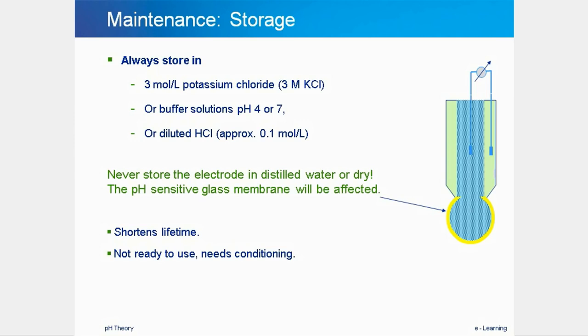electrode. If the electrode is stored in distilled water, or even completely dry, the membrane glass and the gel layer around it are affected strongly, and the lifetime of the electrode will be shortened drastically, or it will even be destroyed. Also, with this kind of storage, the electrode is never ready for immediate use and has to be conditioned before every measurement, as the gel layer around the glass membrane first has to be built up and regenerated again.